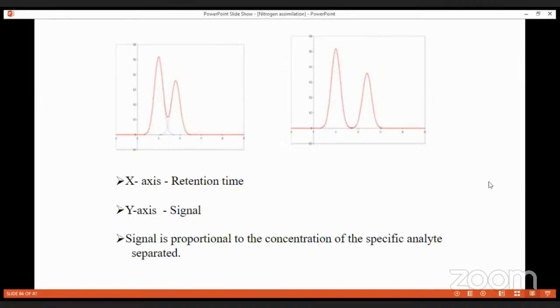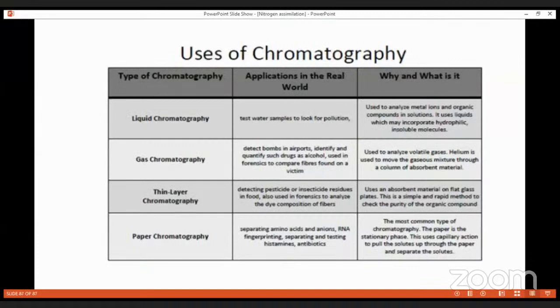So we can analyze by chromatography, and there are different types of chromatography based upon the solvent phase, solute, etc. They are liquid chromatography, gas chromatography, thin layer chromatography, and paper chromatography, and they are used for different applications like testing water samples, detecting different kinds of things in airports, and detecting pesticide and insecticide residue. We use thin layer chromatography, and most commonly, what you have used in your biochemistry practicals are TLC, the paper chromatograms. They separate the amino acids, anions, and other things.